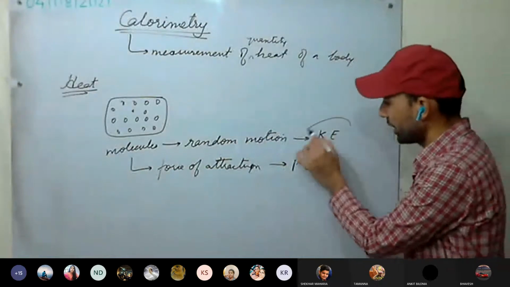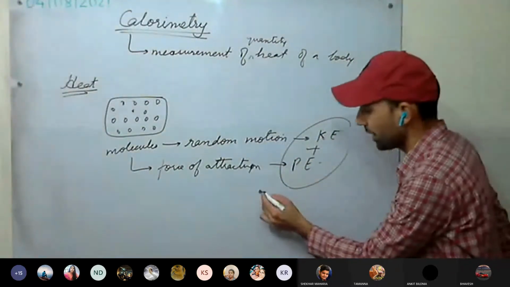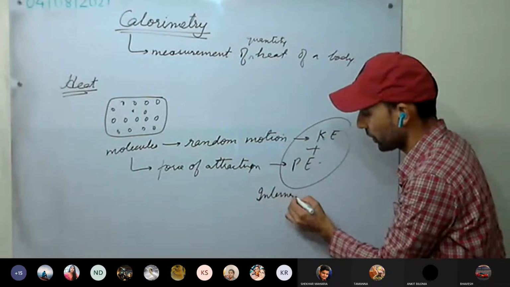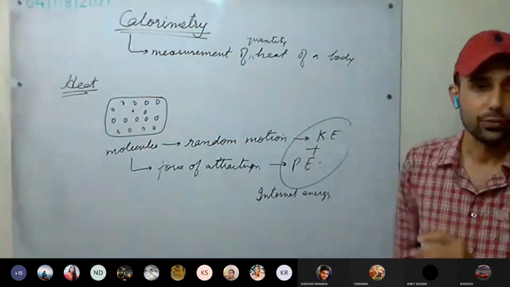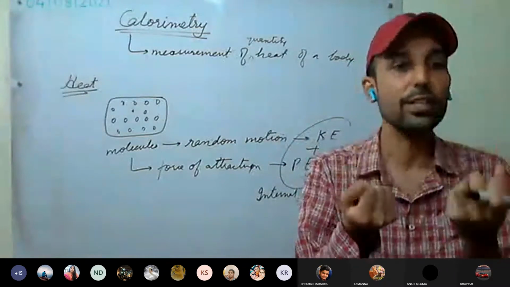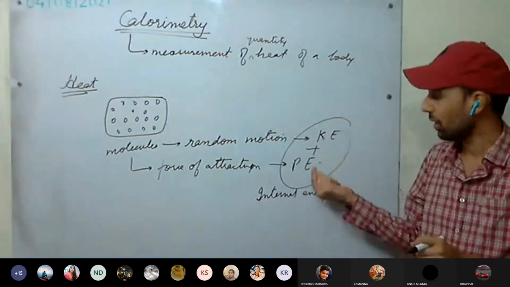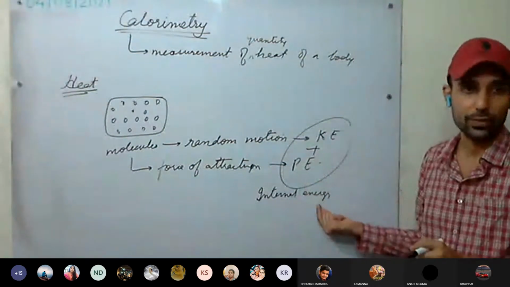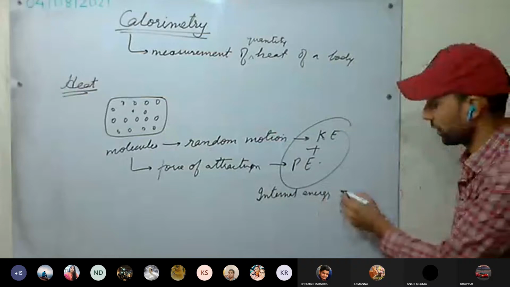If we add these two energies, this is called the internal energy of the molecules. Frictional force between the molecules is not part of the internal energy. So internal energy will be the kinetic energy of the molecule plus the potential energy of the molecule. This is the total internal energy of a molecule.